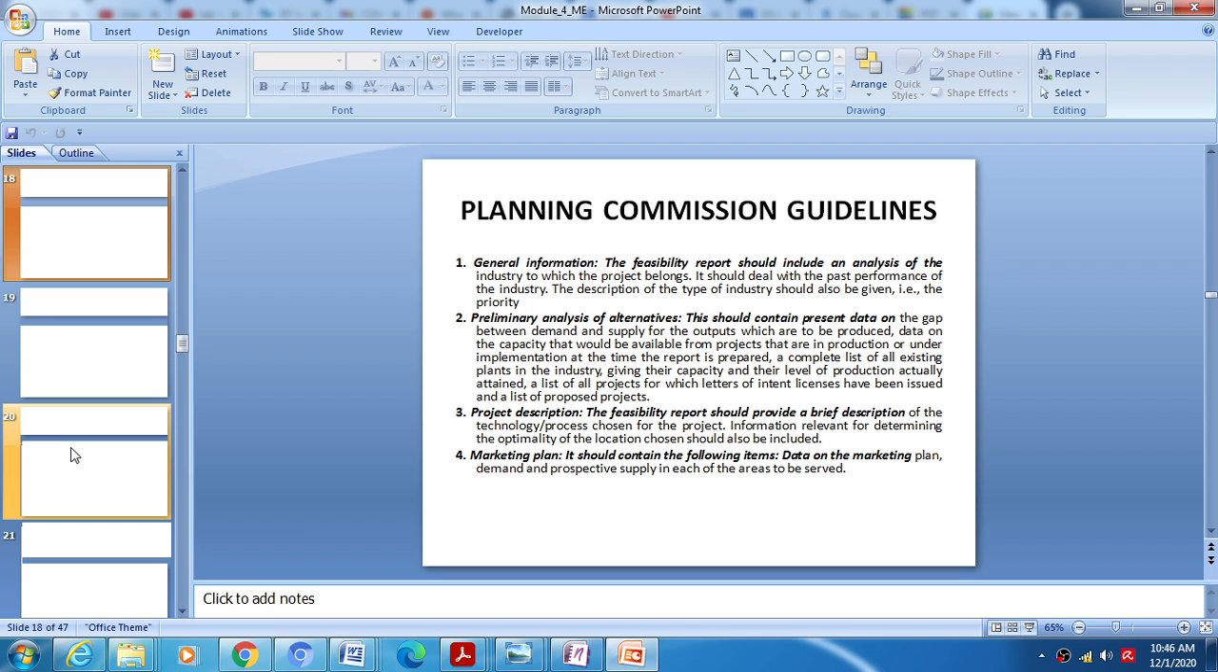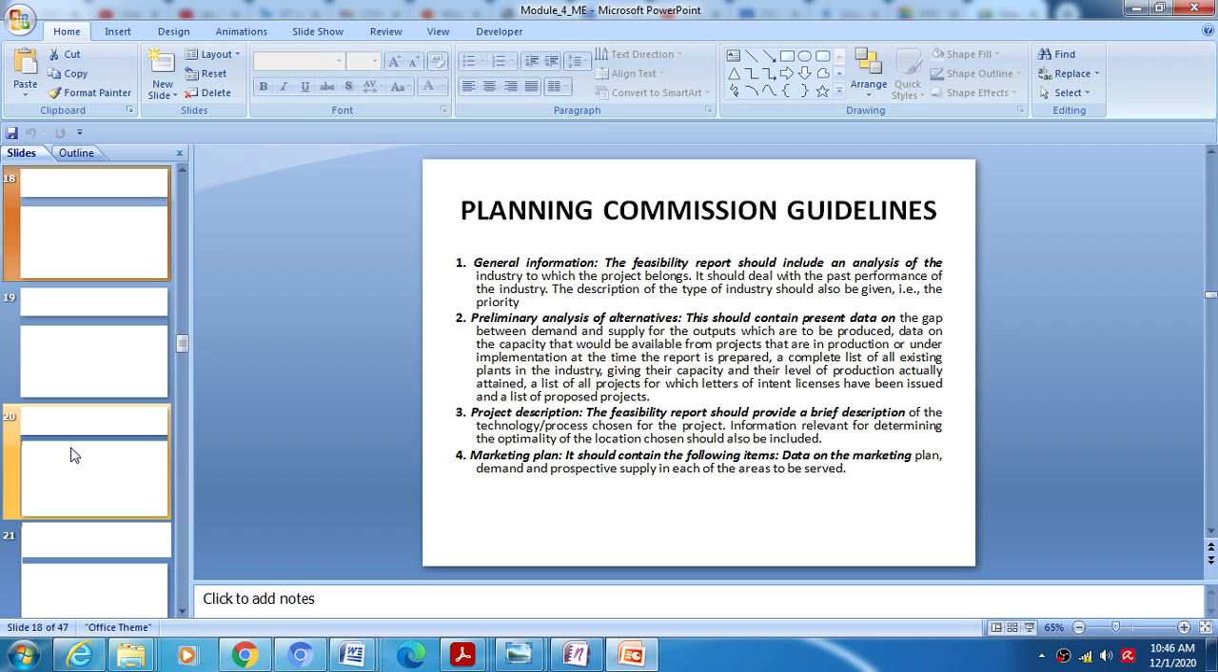And also regarding the location, why you have chosen the location, what are the advantages of that location, what are the utilities that this location attracts, everything has to be discussed in detail. Again, you've already seen the formulation of the project report. It is nothing but almost similar things, which are given by the planning commission. The next one is marketing plan.